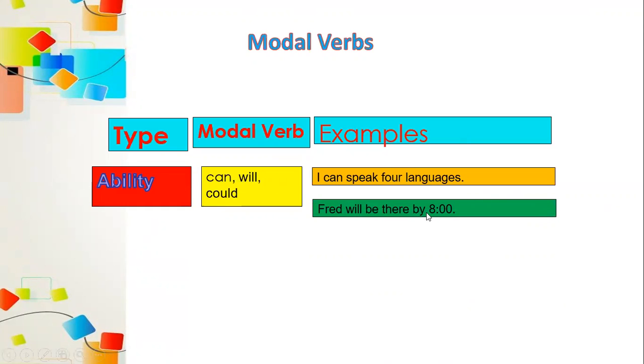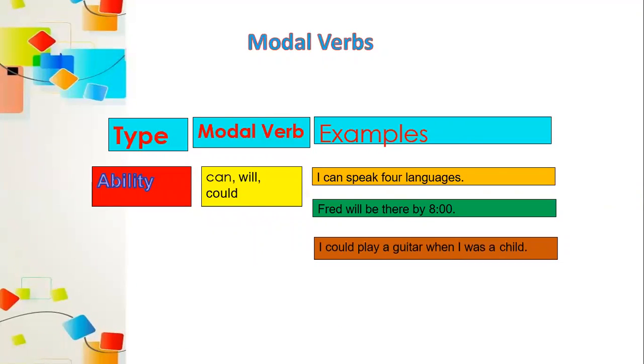Fred will be there by 8. In this sentence, again, ability of the Fred is expressed that he will be able to reach by 8. I could play a guitar when I was a child. Again, the ability of the speaker is expressed that he was able to play guitar when he was a child. Now he may not be able to do this thing.